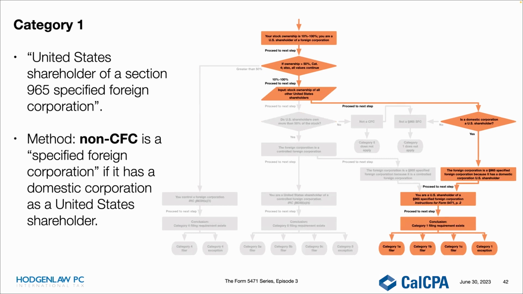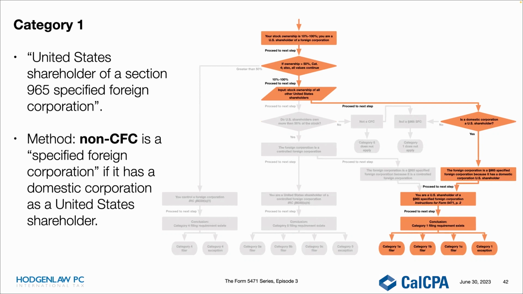We start at the top again, figure out you're a US shareholder. We ignore the first question because we've already solved category 4. We come down, we collect all the data on all of the other shareholders. And this time, instead of caring so much about collectively how much do all the US shareholders own, we're just asking over to the far right, is one of these US shareholders a domestic corporation? If yes, then we have satisfied that second definition of specified foreign corporation, which says a foreign corporation is a specified foreign corporation if it has a domestic corporation as a US shareholder.